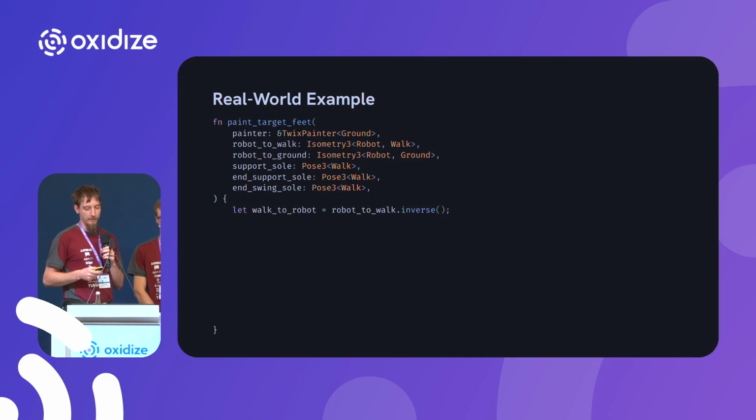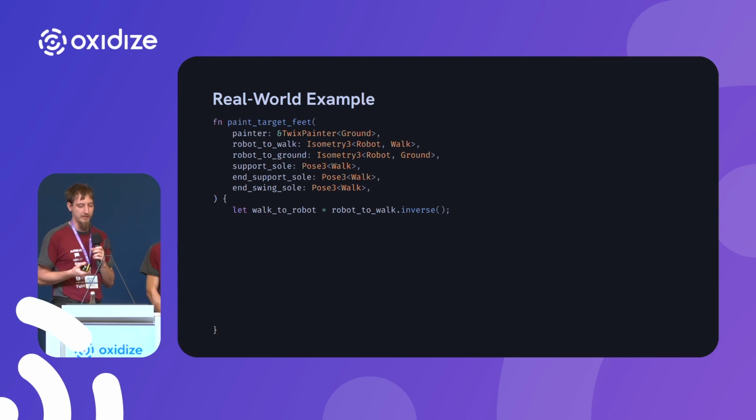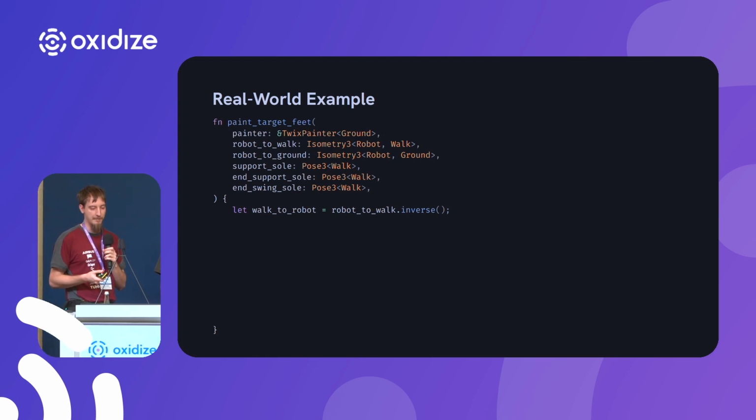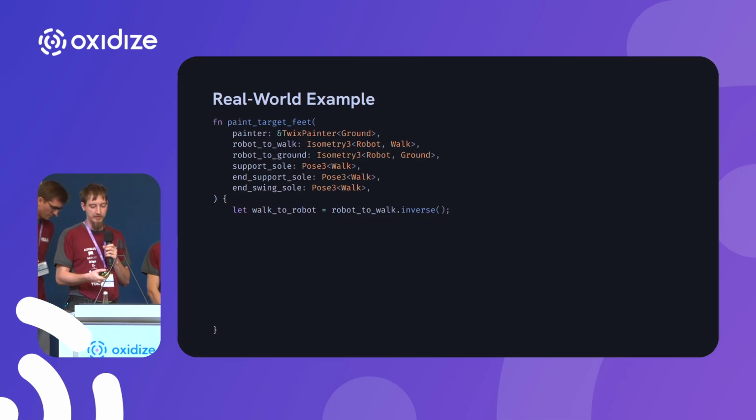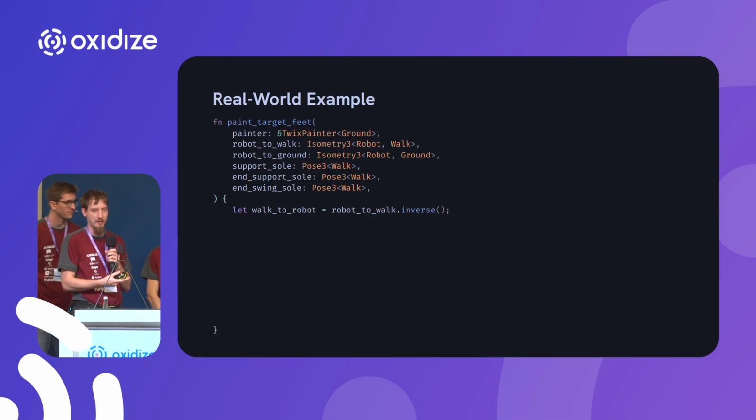Now, I misspoke earlier. We are actually interested in the walk-to-robot transformation and not the robot-to-walk. So we can just call the inverse function on this, which returns a new isometry with the mathematics inverted, but also the frames flipped. So if we multiply a point to this, this actually translates from the walk coordinate system to the robot coordinate system instead of the other way around. And there's no way of messing this up, really. You call the inverse function, and then you get an isometry that's the other way around. You can't accidentally multiply a point in robot to the walk-to-robot isometry.